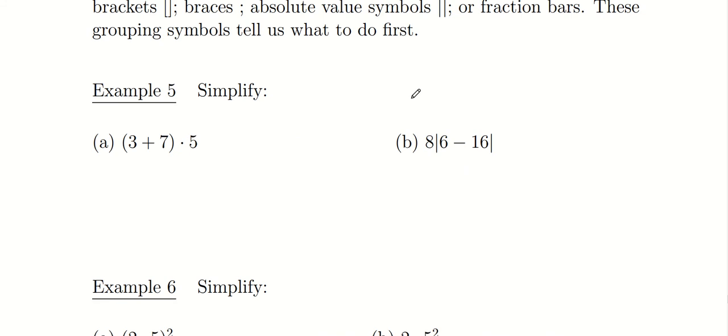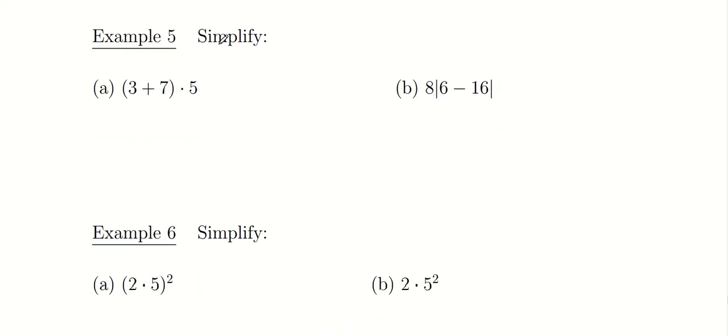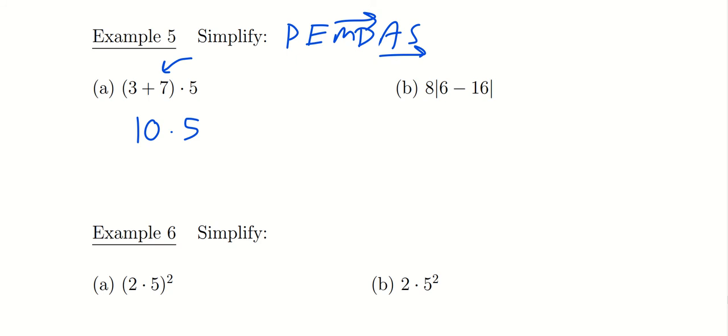Okay. Let's take a look at example 5. We want to simplify, or really the directions probably should say evaluate these. So again, think of your PEMDAS, your order of operations. If we have any grouping symbols, we're going to do those first. Here we do have a parenthesis. So we're going to do 3 plus 7, which would give us 10. Now that the parenthesis is done, there's no exponents. And the last operation is a multiplication. 10 times 5 gives us 50.